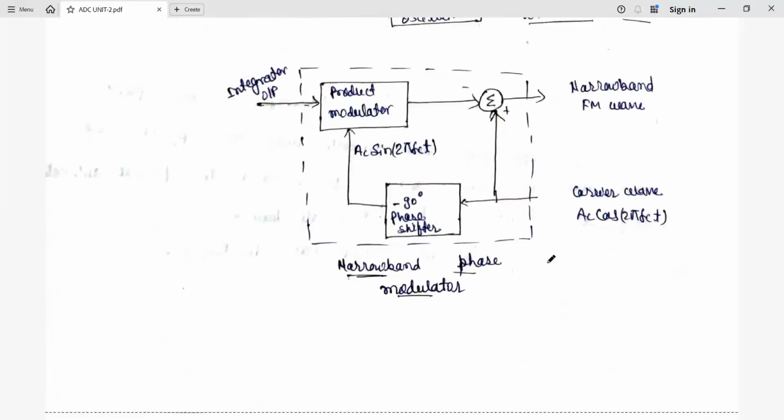So in the previous lecture, we discussed this when we were talking about FM. There also we saw that the integrated output is given to the product modulator, and here we have the carrier signal. This carrier signal is given directly to the summer here. And the same carrier signal with a minus 90 degree phase shifter is given to the product modulator, that is Ac sin 2 pi fc t. So here it is coming with a minus and here a plus sign, that is going to generate the narrowband FM.